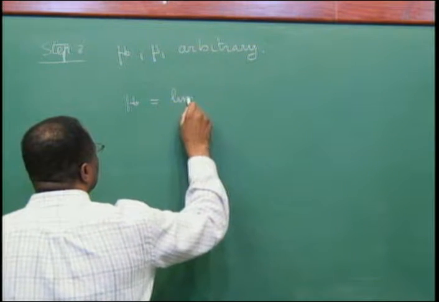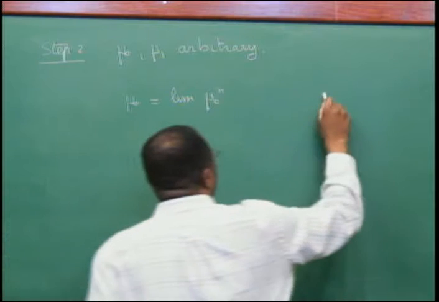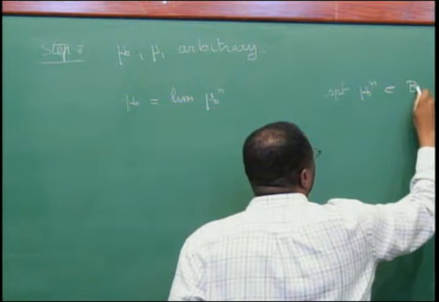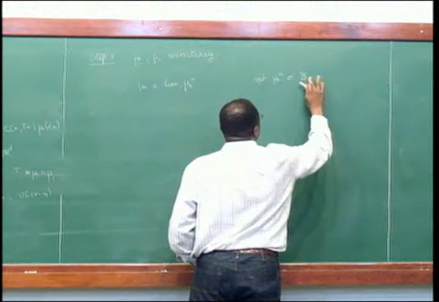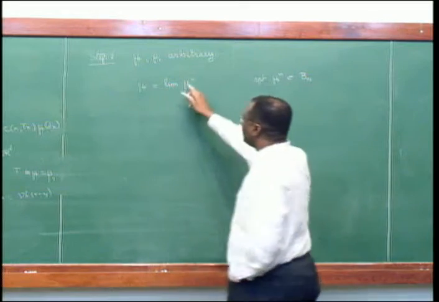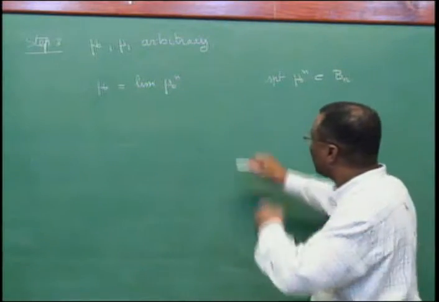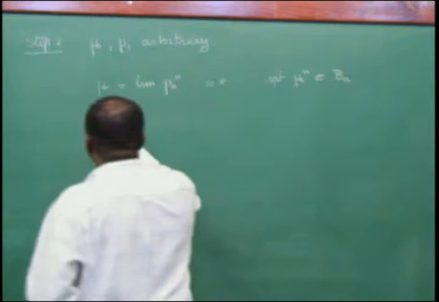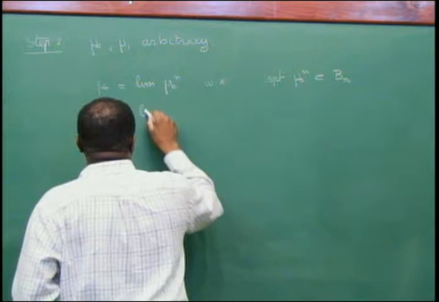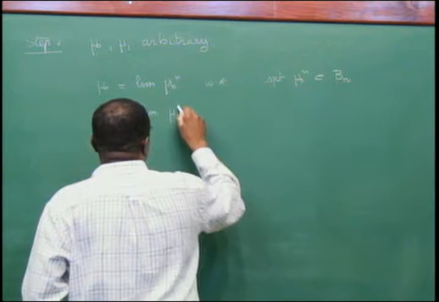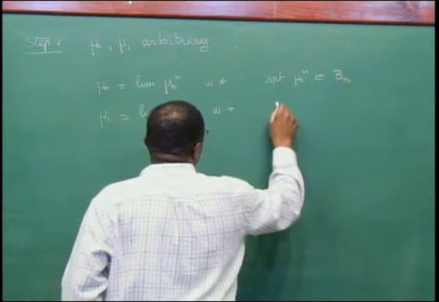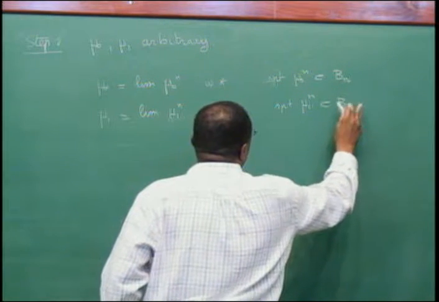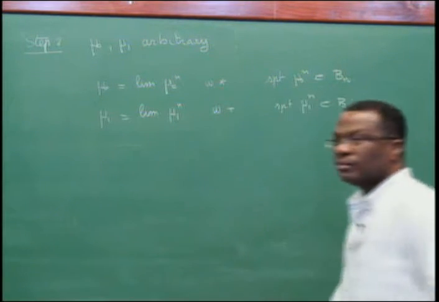as a limit of mu naught n, where the support of mu naught n is in the ball of center 0 radius n. So this limit is the weak star limit. I am going to write mu 1 to be the limit, mu 1n, the weak star limit, the support of mu 1n is in the ball of radius n.